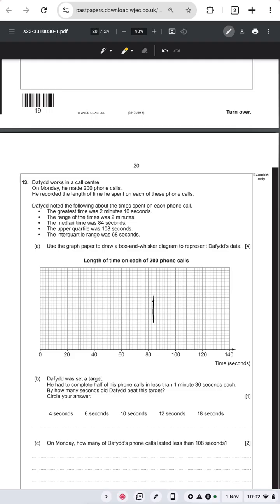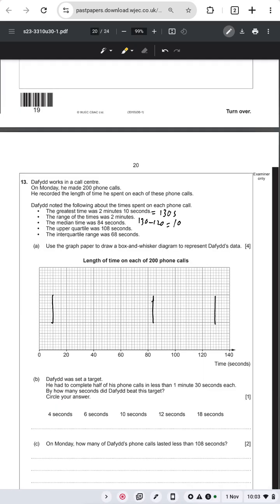The greatest time was 2 minutes 10, so this is 130 seconds, which is there. The range was 2 minutes, which means we've got 130 minus 120, so that's 10. So we need to put a line at 10. The upper quartile was 108, so again we need 4 boxes past 100, which is there, which means we can now put in the line across there.